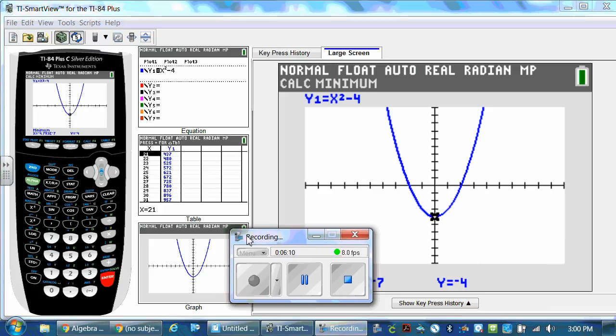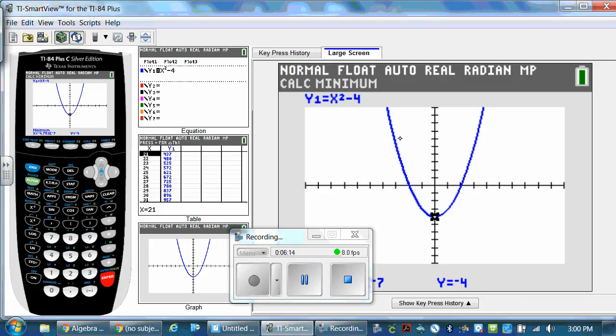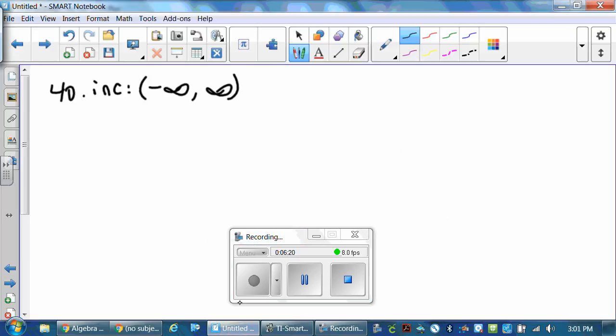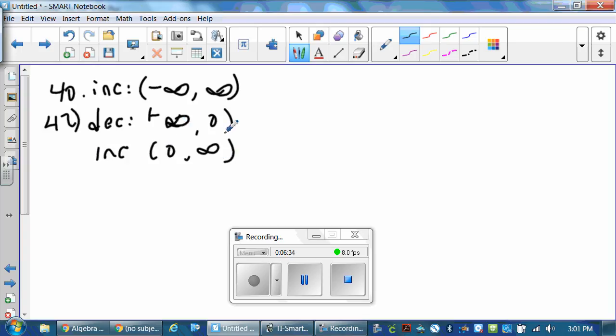So in this case, the graph is decreasing, and it won't let me write. I'm going to have to write it on that other screen. Decreasing from -infinity to 0, and increasing from 0 to infinity. So 42 is decreasing from -infinity to 0. It's a terrible looking infinity. And increasing from 0 to infinity.